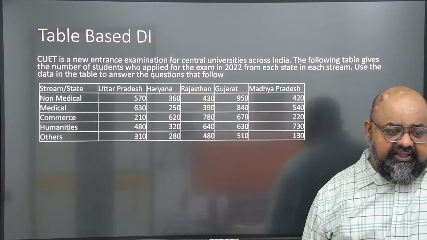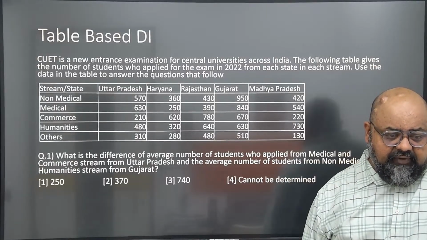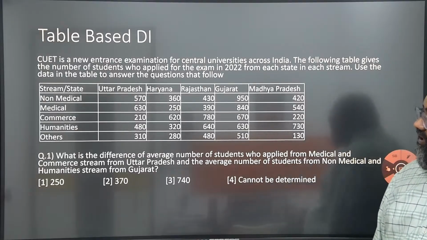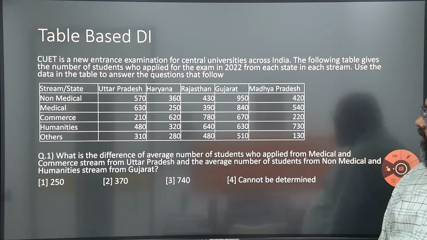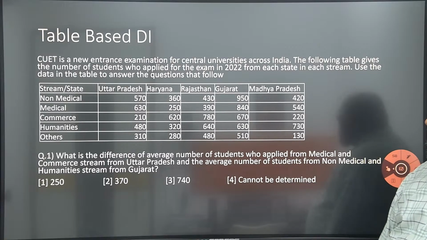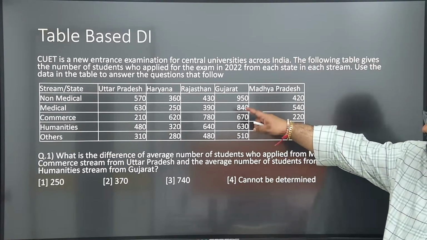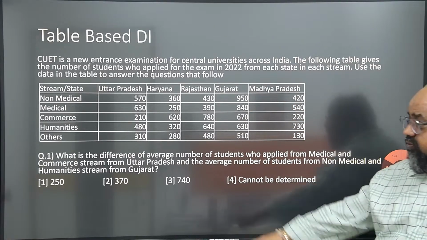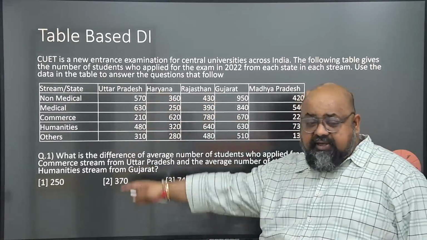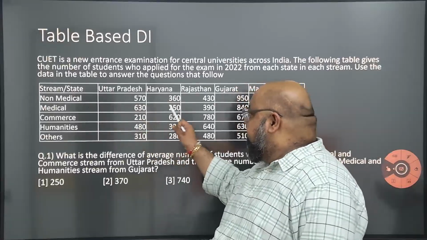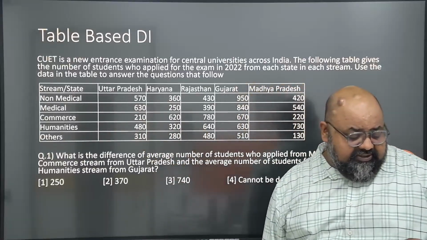So this is a question that I have. I will read it out for you if reading it is a problem. The question says CUET is an entrance examination for the Central Universities across India. This table gives the number of students who applied for the exam in 2022 from each state, so UP, Haryana, Rajasthan, Gujarat, Madhya Pradesh are given, and in each stream. From UP there were non-medical, medical, commerce, and humanities students, and others after that. So if I say from Haryana, non-medical students were 360, that is what the table is telling me.